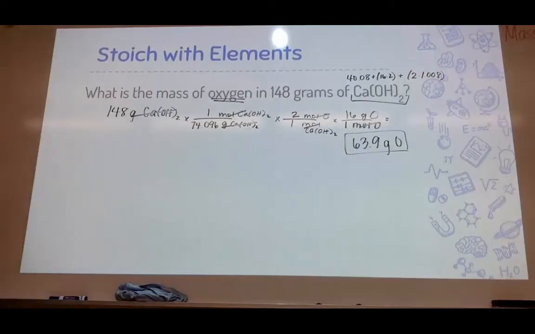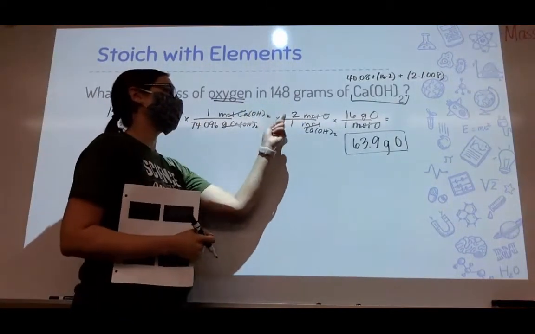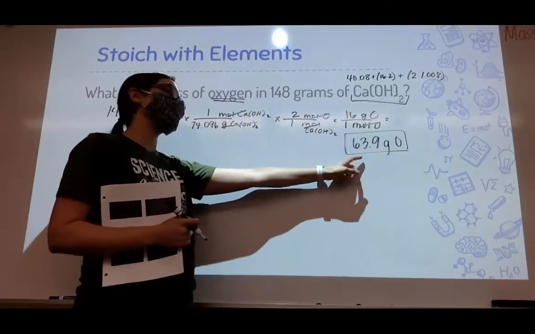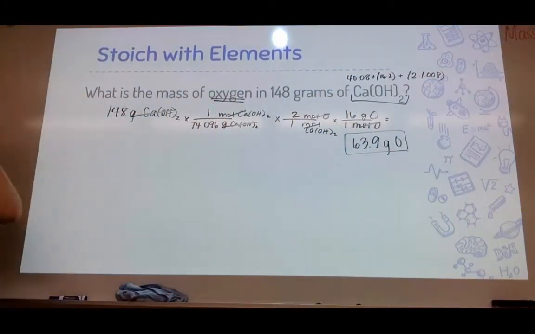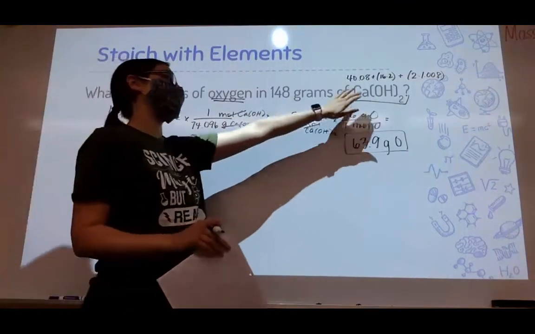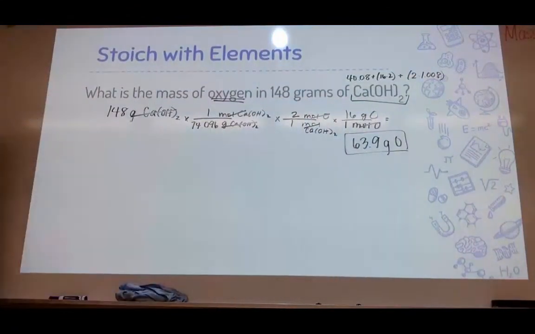Now something to keep in mind is when you're looking back at your answer, look at what you're given. So I started with 148 grams of my entire substance. It should make sense that I have less than that for just a single element. So within this, we have 63.9 grams of oxygen. So that's just using stoich.